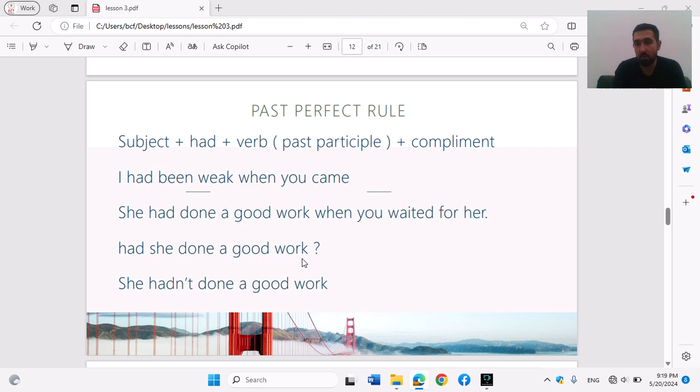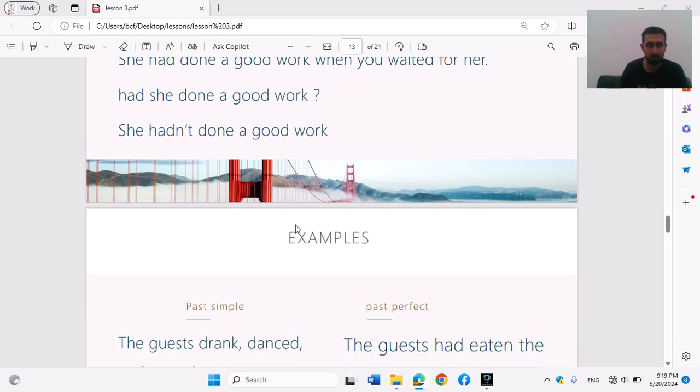Okay? How are you going to form a question from past perfect? Super easy again. Just change the place of the had and subject. So, I had been weak. Had I been weak? Or she had done. Had she done? Okay? So you are just going to flip their places and it will be a question form. And for the negative, you are going to add a not to the had. And for the present perfect, you are going to add a not to the has and have, okay?